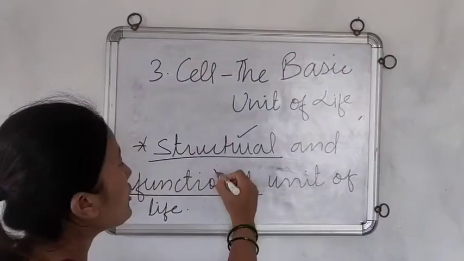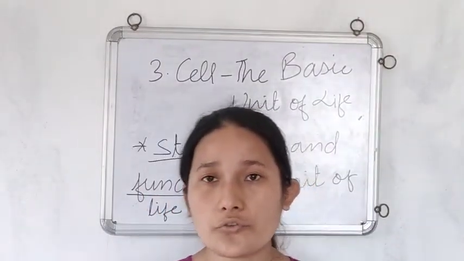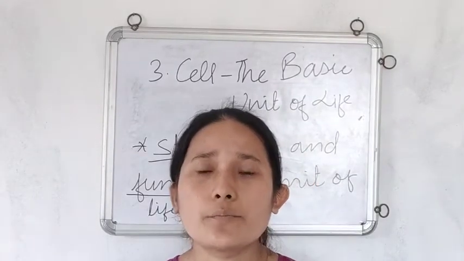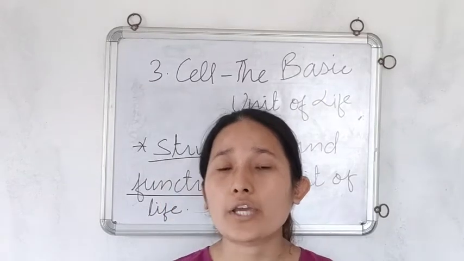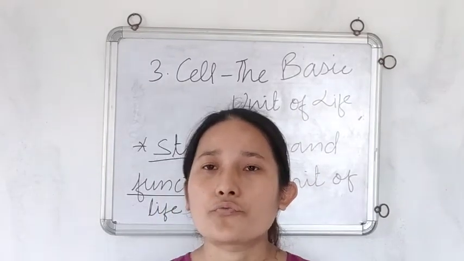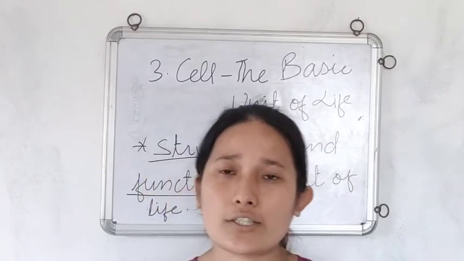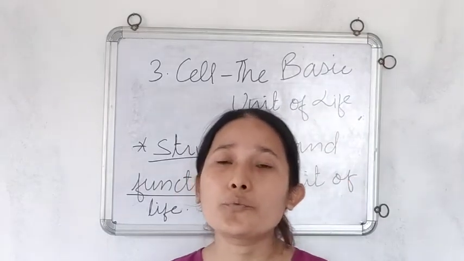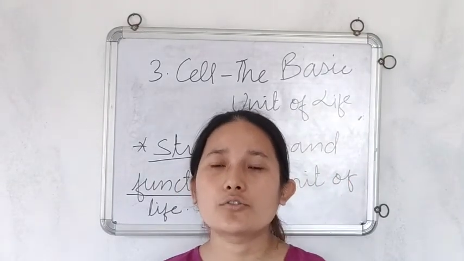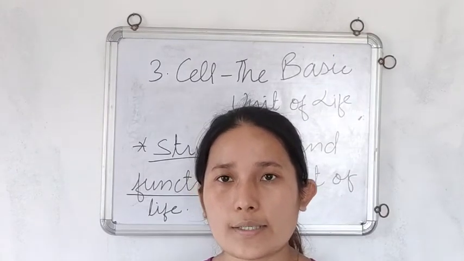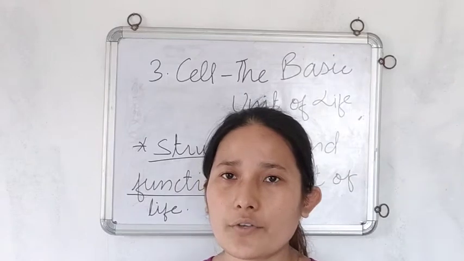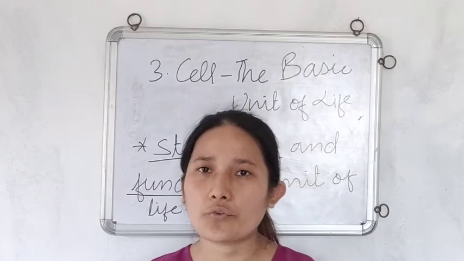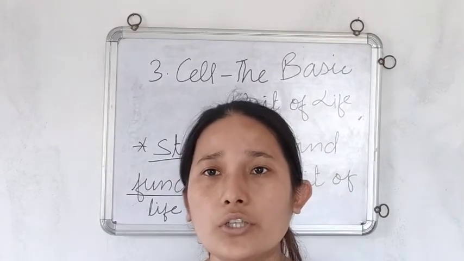Why is it called the functional unit of life? It is referred to as the functional unit of life because whatever function is carried out in a living organism is because of the cell. Cells group together and form tissue. A group of cells which perform a similar function is referred to as a tissue, and tissues group together to form organs, and organs group together to form an organ system. So eventually, who is carrying out all the functions in a living organism? It is being carried out by the cell. That's why the cell is referred to as the structural and functional unit of life.